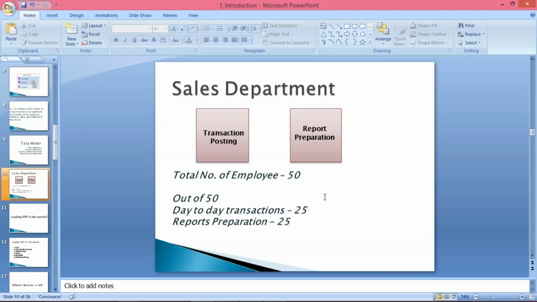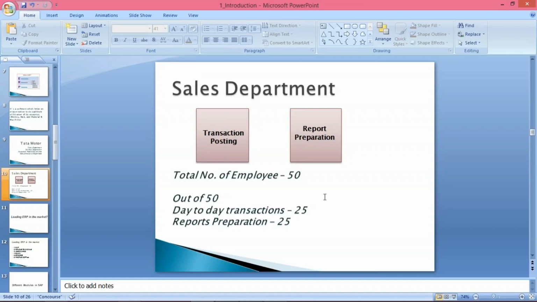What about the remaining 25? The remaining 25 people are involved in report preparation. If you talk about any company, their management is very keen on reports only. They are very much interested in the reports, because based on those reports they are going to take lots of future actions and future decisions. So managers need several different kinds of reports.